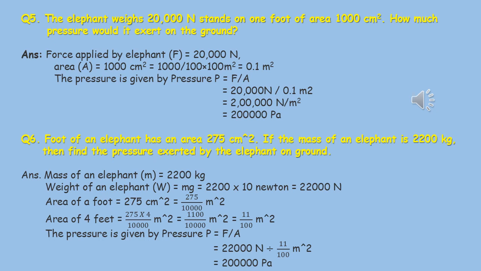So you need to understand, when the area is given in centimeter square, we have to convert it into meter square by dividing by 10,000. And if mass is provided, we have to convert it into weight, because weight is the amount of force by which earth is attracting an object. So that is the amount of thrust also on the ground. So by using the formula W is equal to mg, we have to do this conversion.